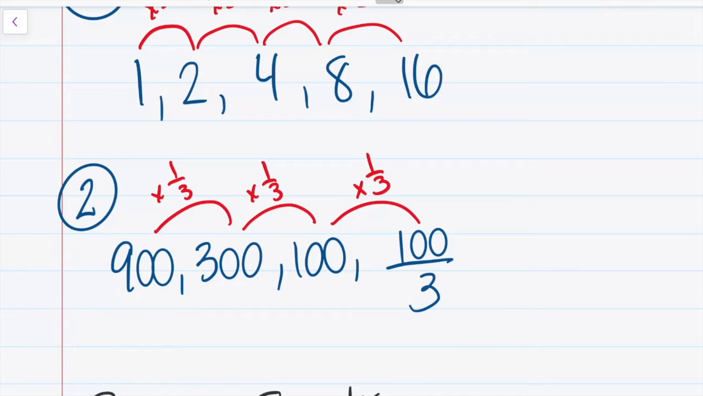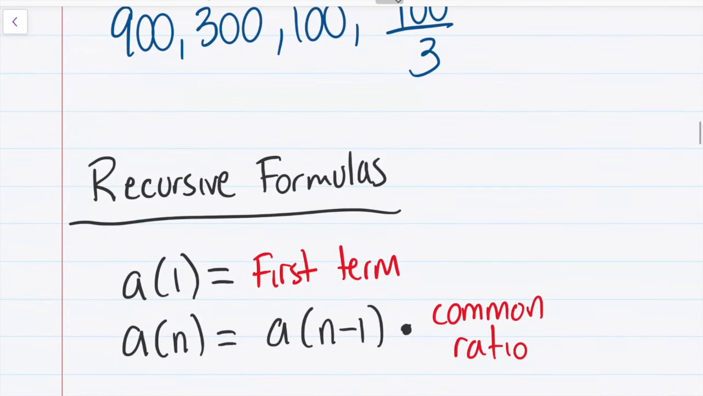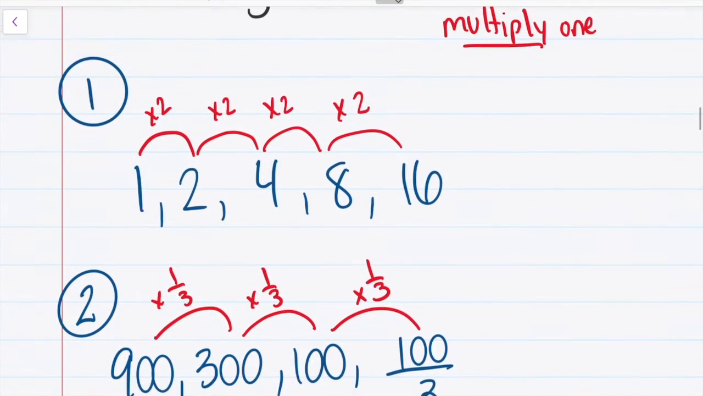So what do I mean by the formulas? Check them out. Here's again the recursive formula. We still start with the first term, and at the end, instead of calling it a common difference, we're calling it a common ratio, because ratios are the ones that get multiplied, not added or subtracted.